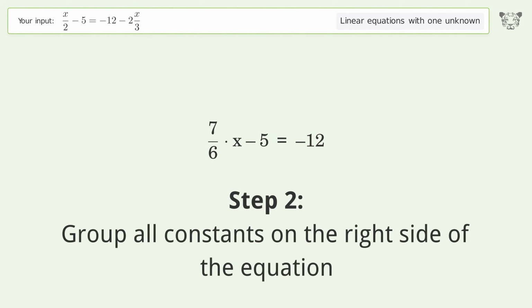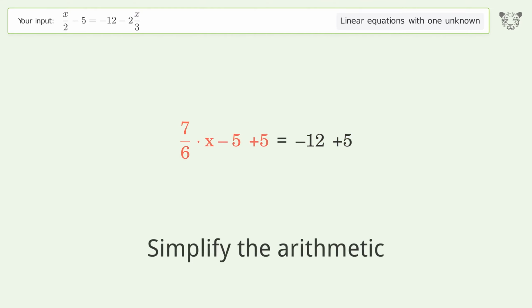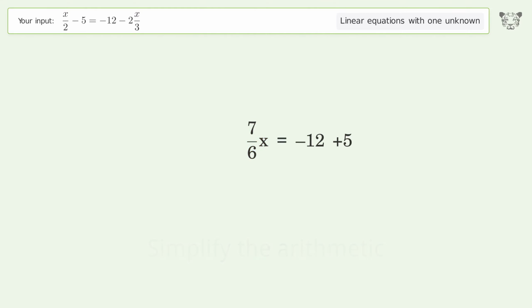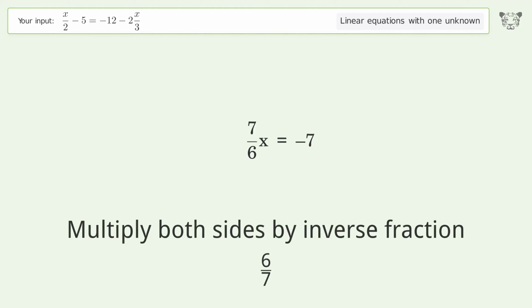Group all constants on the right side of the equation. Add 5 to both sides. Simplify the arithmetic. Isolate the x. Multiply both sides by inverse fraction 6/7.